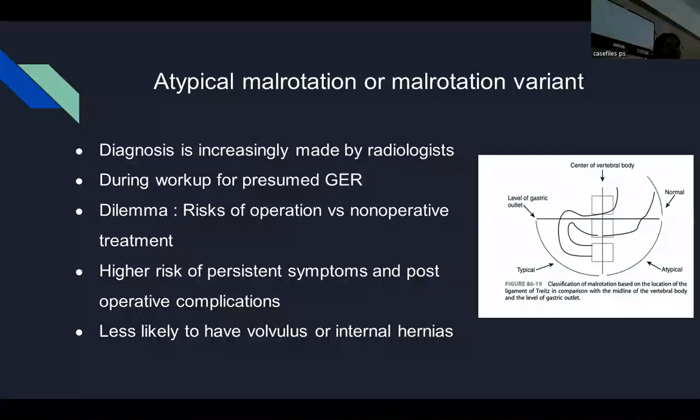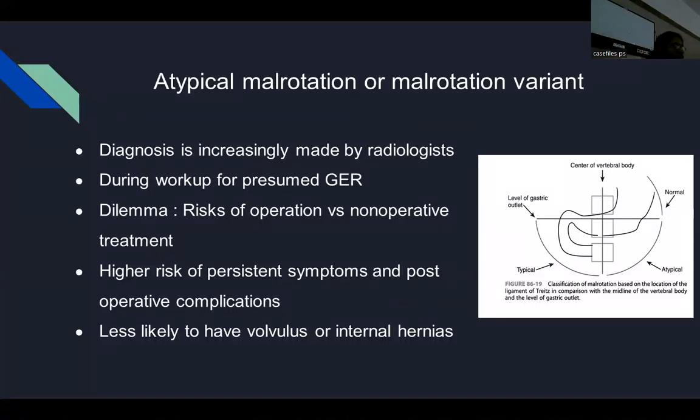So now coming to the atypical malrotation, a variant of malrotation. As we can see, if the DJ flexure is present towards the right side of the spine, it is a typical malrotation. But if it is present towards the left side but below the midline, or on the left side below the level of the gastric outlet, these patients will have atypical malrotation. The diagnosis is increasing these days by the radiologists whenever patients are being worked up for GER. So the dilemma exists whether to operate on these patients or manage conservatively.